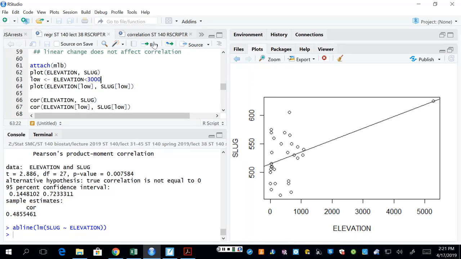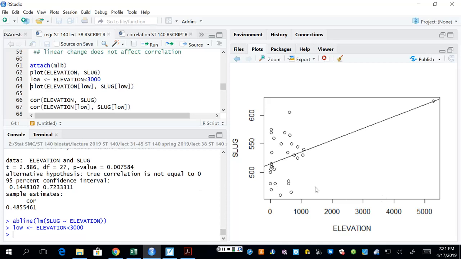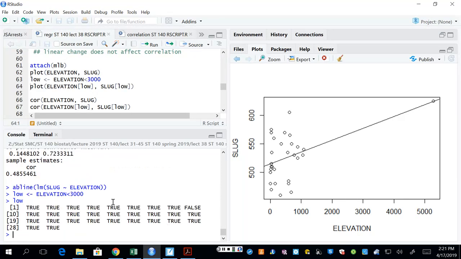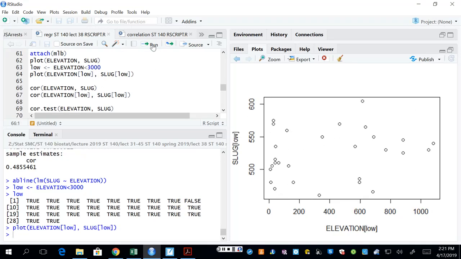If we define a variable to identify the low one, say less than 3,000 elevation, you could cut it at 4,000, 2,000, there's a big gap in there. And just call that low. So low now is a variable that's true everywhere except Denver. So when I do the plot now without Denver, just the low ones, it looks like that. Among those other 28 teams, that's what it looks like.